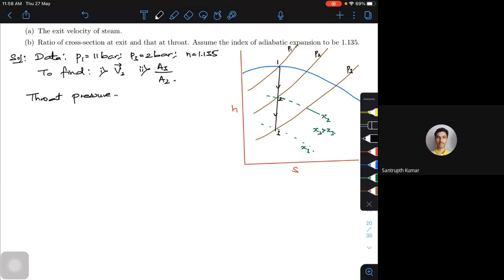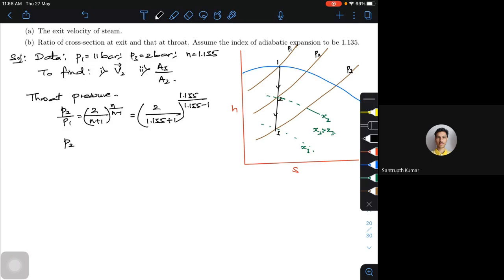Okay, it is given by this particular formula. P2 by P1 is equal to (2 by (n plus 1)) whole to the power of n by (n minus 1). So let's try to substitute it. So 2 by (1.135 plus 1) whole to the power of 1.135 divided by (1.135 minus 1).